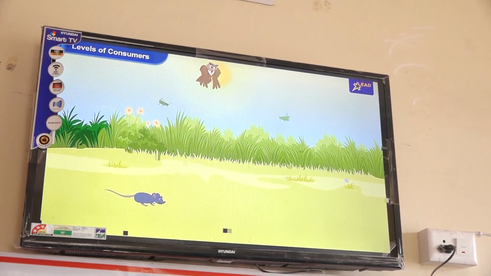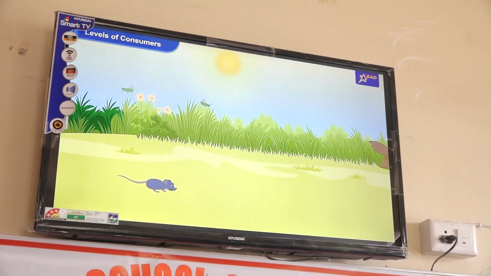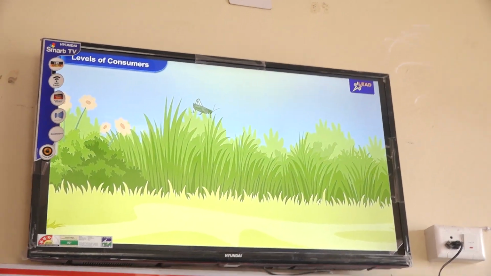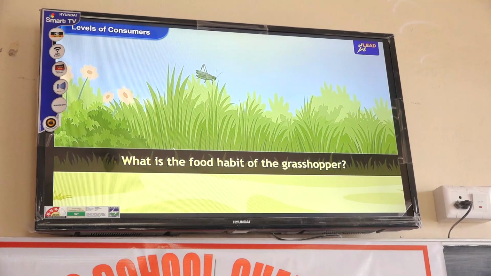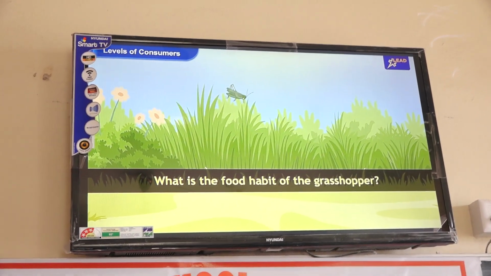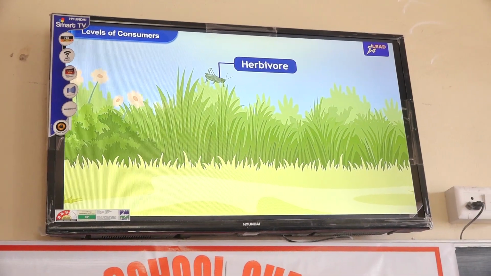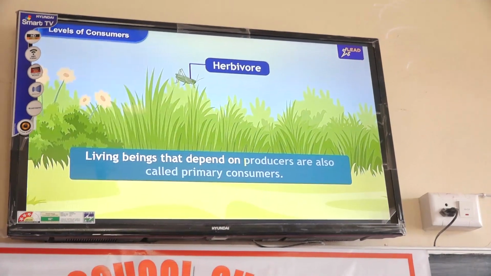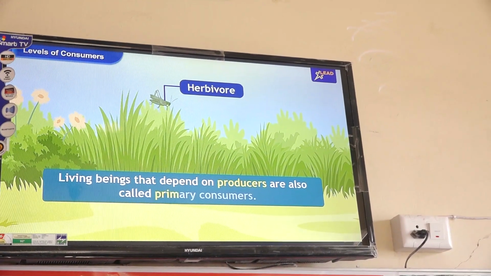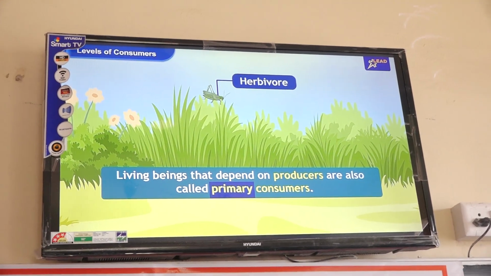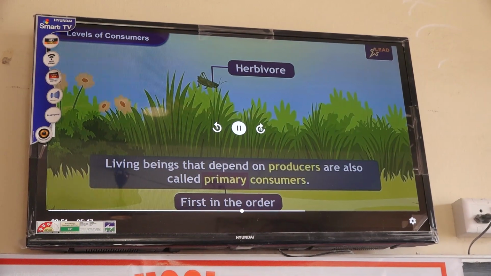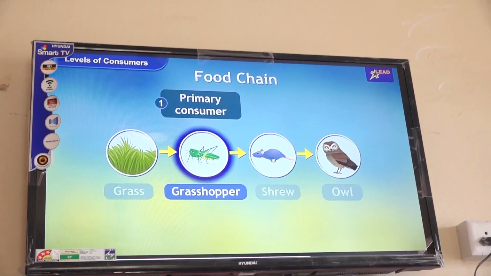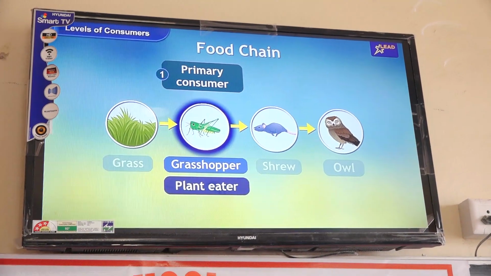Let us look at the different types of consumers depending on their food habits. In this food chain, the grasshopper consumes grass. So, what do you think is the food habit of the grasshopper? It is a herbivore, as it eats grass. Such living beings that depend on producers are also called primary consumers. Primary means first in the order. They are the first consumers in the food chain. These animals are plant eaters.